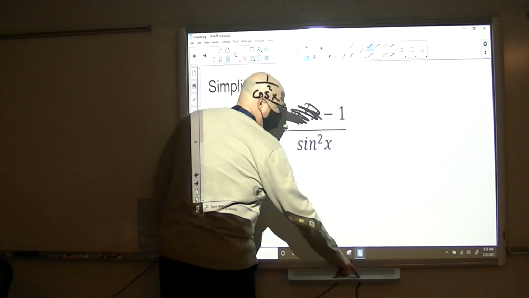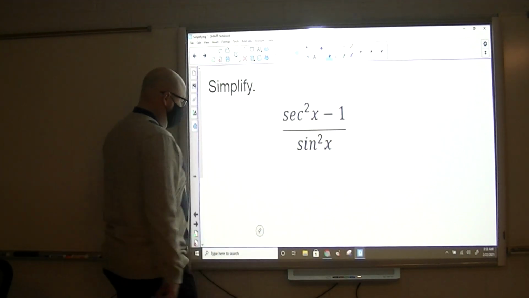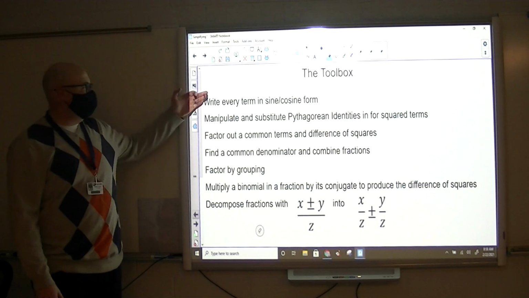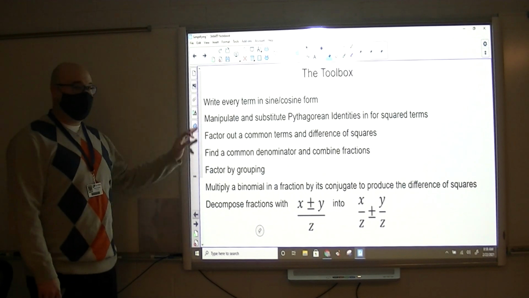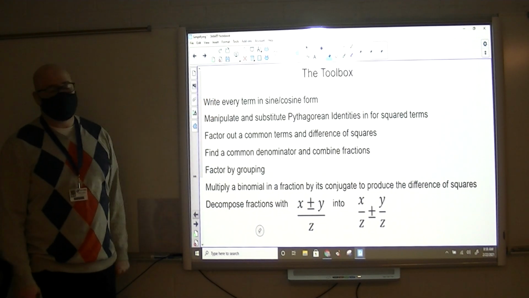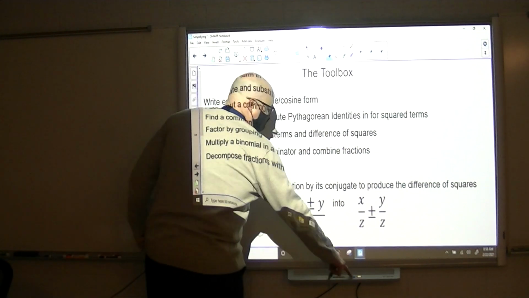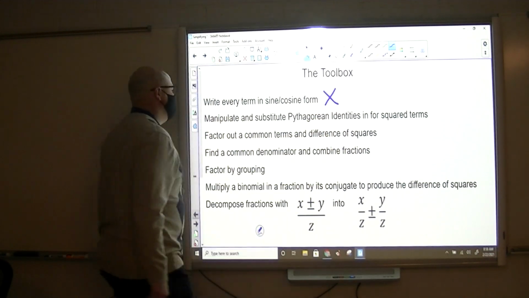So as I've said before, even though this is listed as the first tool, that doesn't mean we should do that. Can we do it? Yes. Should we do it? I don't think so. Not in this case. All right? So we're going to say no to this.